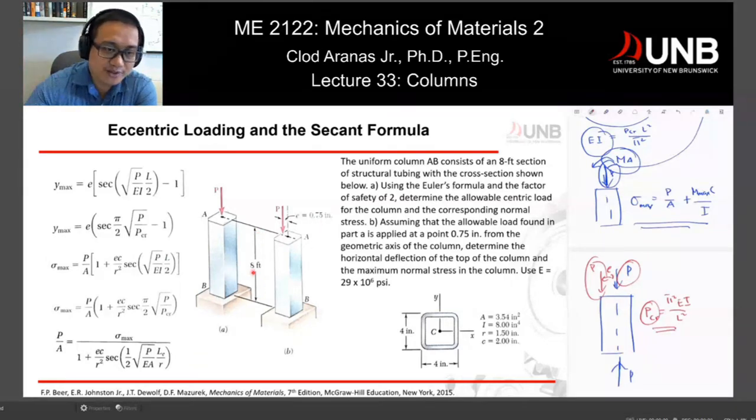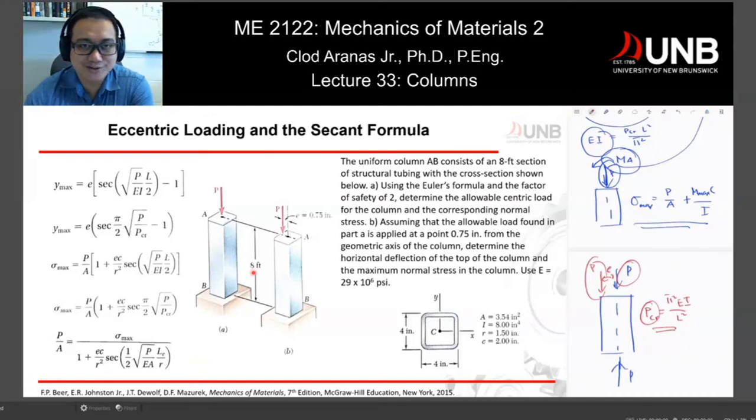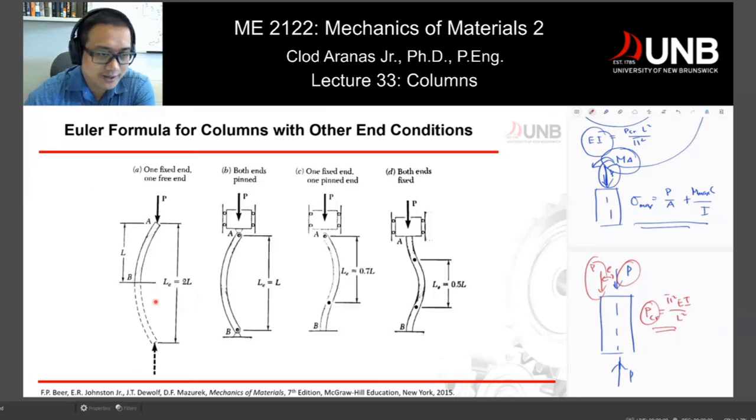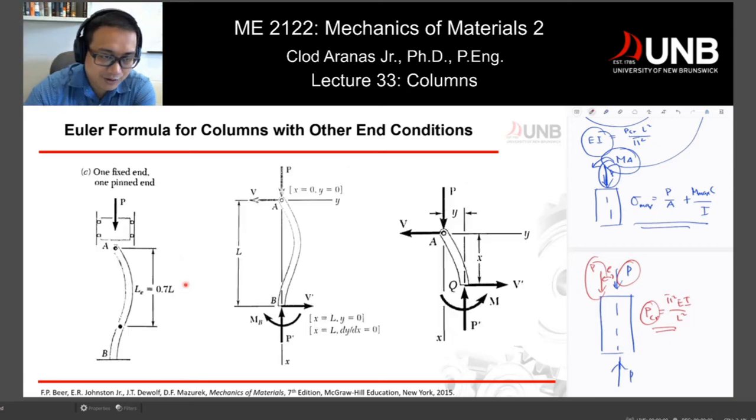And then the length of the column is 8 feet. The first thing that you have to check is what's the connection at A and B. Your A is free end, your B is fixed. So if we go back to our guide right here, we have a fixed and then a free end, and you will see that my effective length L sub E is equal to twice the length of the column.